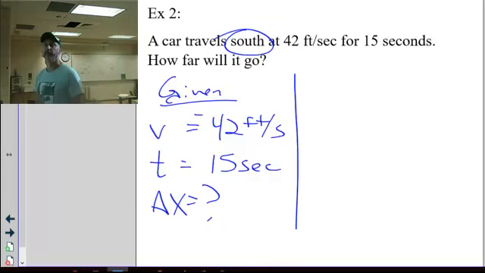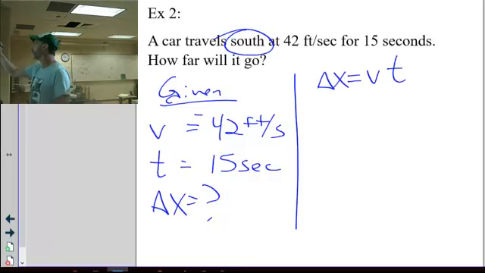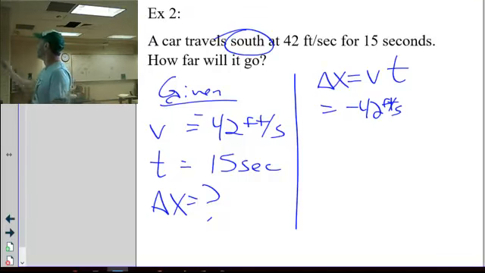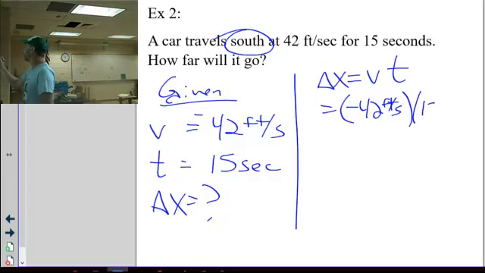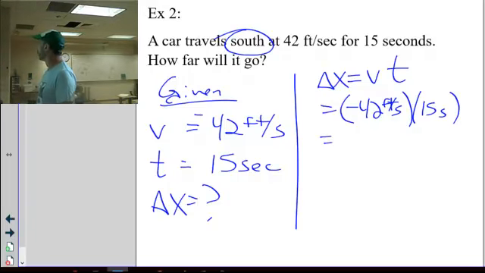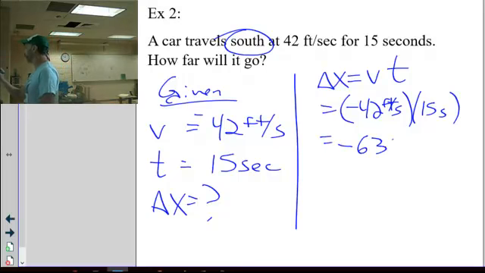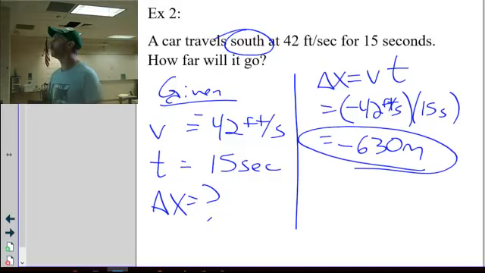Then solve it. Look at your equation sheet, pick an equation. Displacement is velocity times time. So we're going negative 42 feet per second for 15 seconds. Grab your calculator, multiply it out, and you get negative 630 meters. So my displacement here is negative 630 meters.